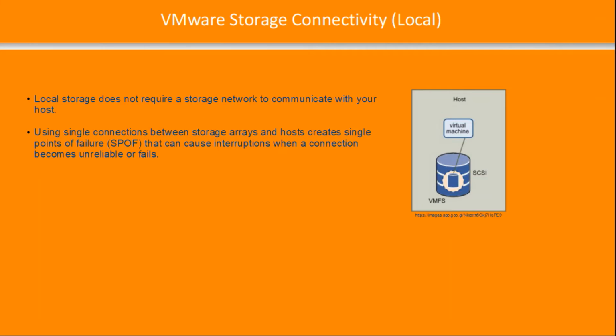There are different types of storage technologies that VMware can connect to. Let's look at them one by one. The first one we look at is VMware storage connectivity local, and it does not require a storage network, as it can be a direct connection as shown in the picture. However, using single connections between storage arrays and hosts creates a single point of failure that can cause interruptions when the connection fails, and this is not a recommended topology for the long term.